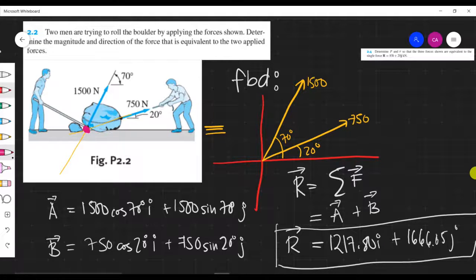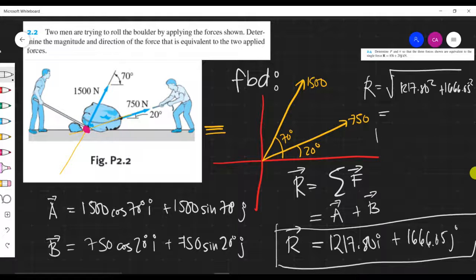Now, if we summarize that, what would be the resulting vector? First, let's find R, the magnitude R, which is the square root of 1217.80 squared plus 1666.05 squared. Then tangent theta is equal to opposite over adjacent. What is opposite? 1666.05. Then adjacent is 1217.80. Then what is theta?